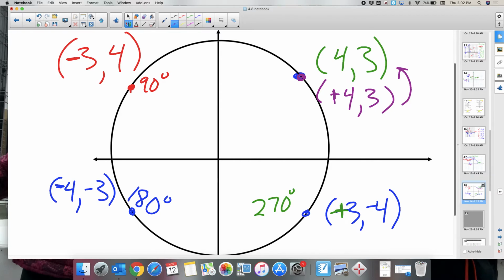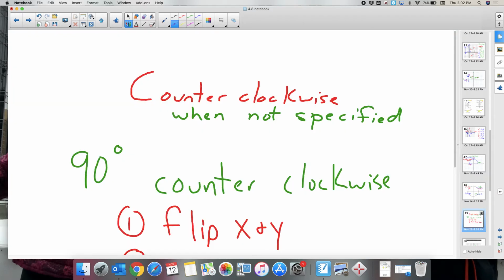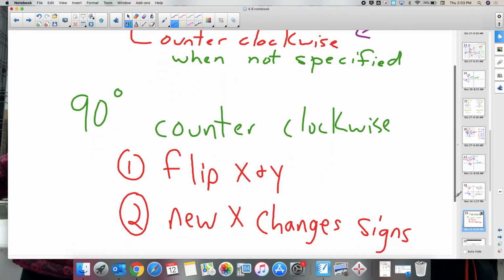Now, as I mentioned, our rule of thumb is we are going to go counterclockwise if it is not specified. And then our rule, every 90 degrees you go, we're going to flip your x and the y, and your new x will change signs. All right, let's take a look at our examples then.